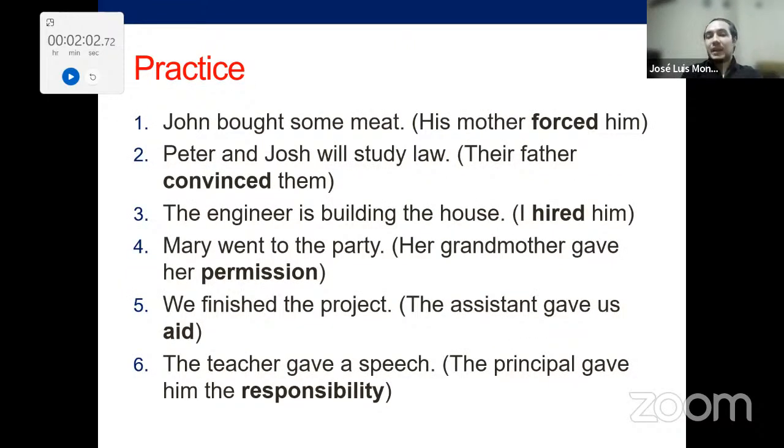So this is the practice. Here you have one idea or one sentence. John bought some meat. And here you have a clarification. His mother forced him. So what can you do here? I'm not going to tell you exactly what you have to do, but if we were learning about causative verbs, how can you use those causative verbs to give me that idea, using a causative verb structure? What do you say? This time anybody can start. Who wants to start? If not, I'm going to pick one.